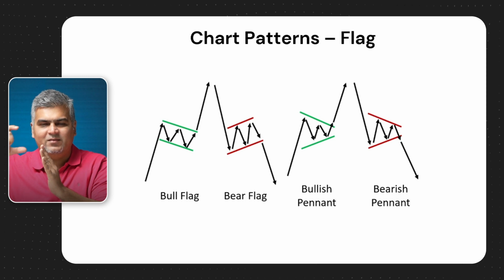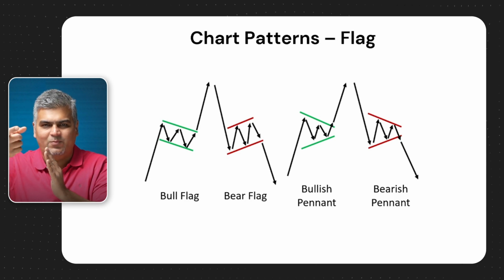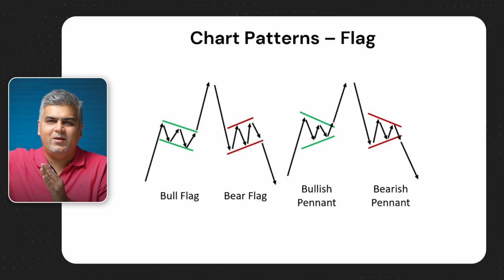Your targets in this case: the first target is the size of the flag, which, if you take, say it's a flag from 122 to 130, your first target is 8 points. So you're looking at 138 as your first target. Then say the pole size is from 100 to 130. So the next target is 30 points. So it goes from 130 to 160.